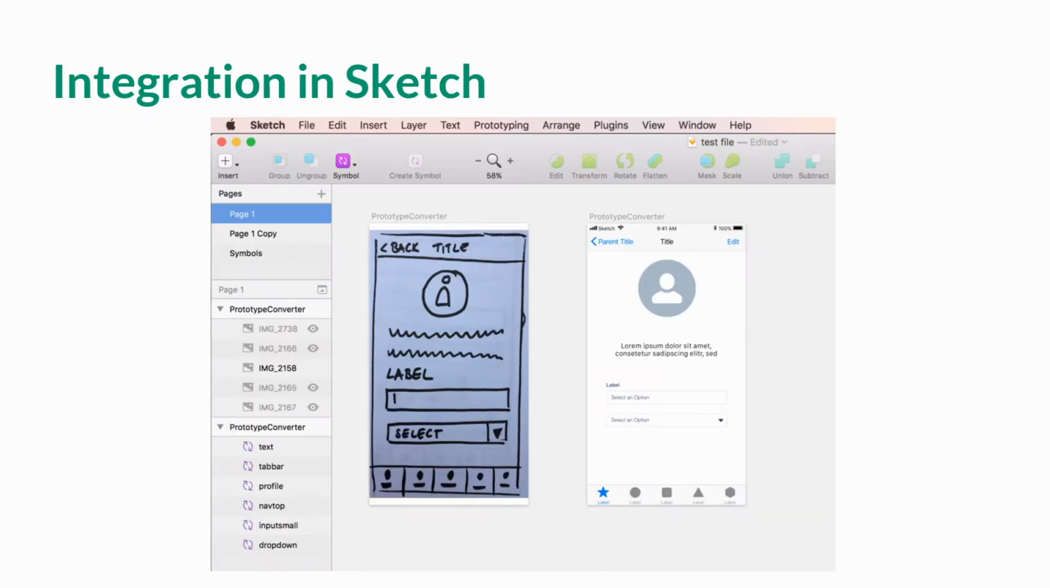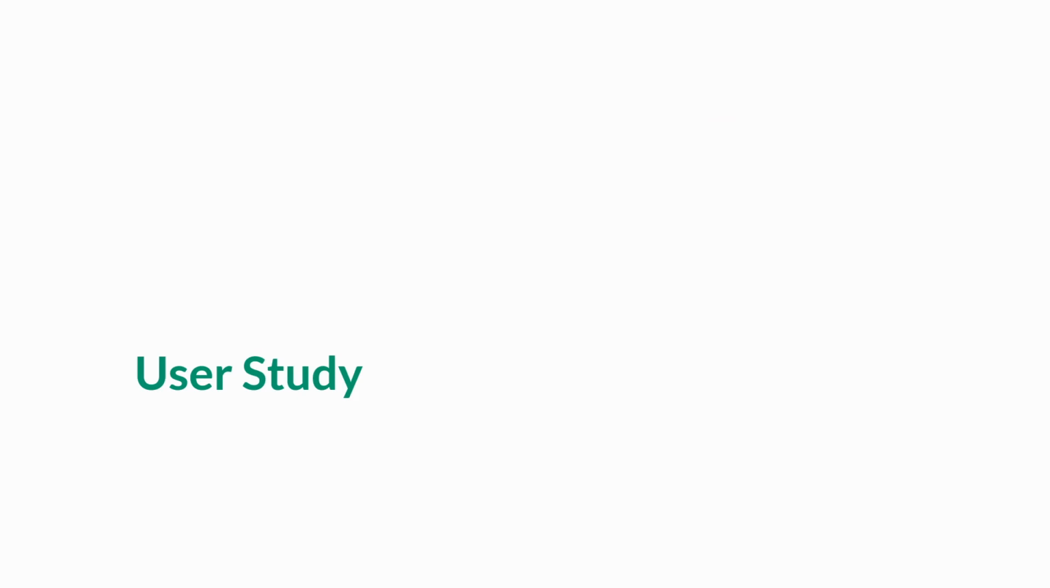And then we wrote a plugin for the popular UI design tool Sketch. And this plugin allows the designer to load an image, which is then automatically analyzed with the model and then mapped to the digital version of the digital elements available in Sketch, as you can see here. And we tested this prototype in a user study.